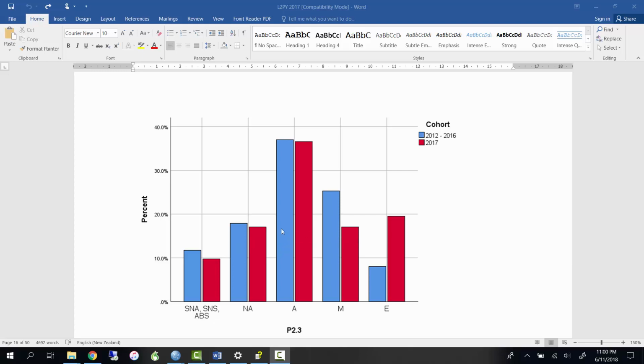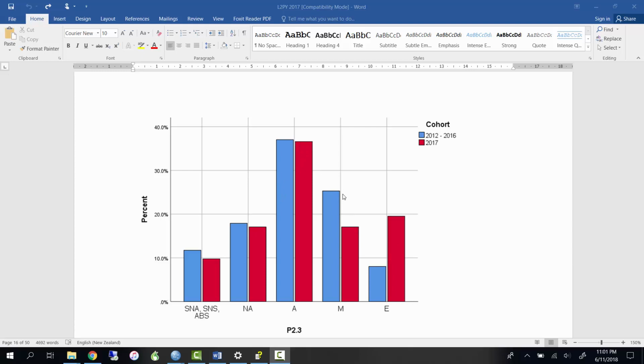There's two types of bars. There's blue ones and red ones. The red bars represent the 2017 students, and the blue bars represent all the students from 2012 to 2016, our historical performance. So just looking at this, we can see that a few less students got not attempted, a few tiny less percent got not achieved, pretty much the same got achieved, a few less got merits, and a few more got excellences.